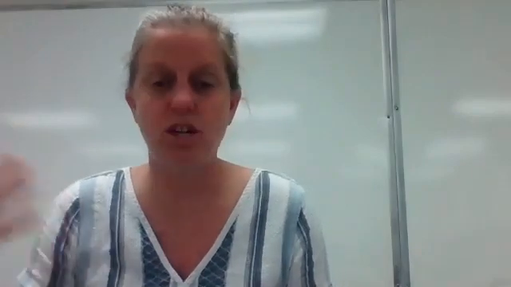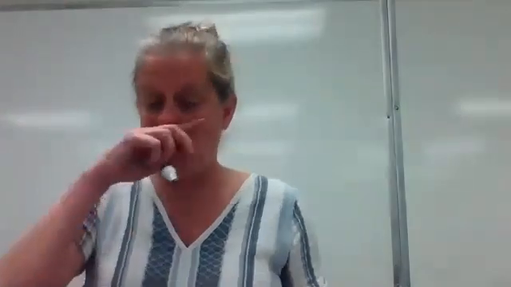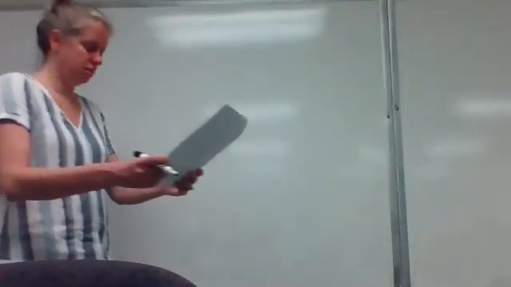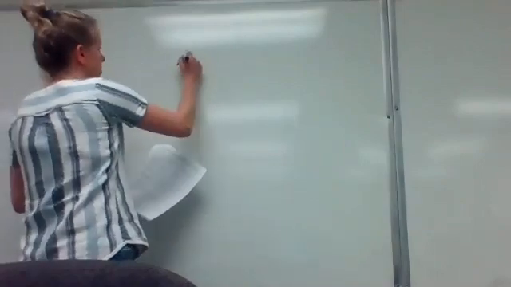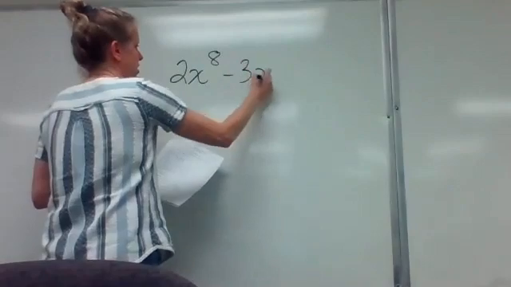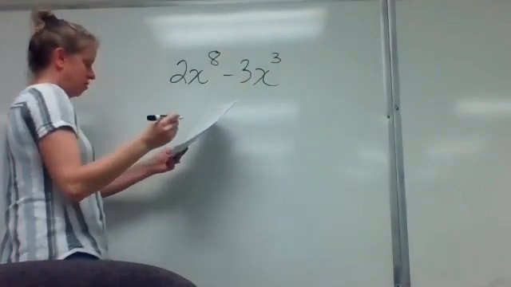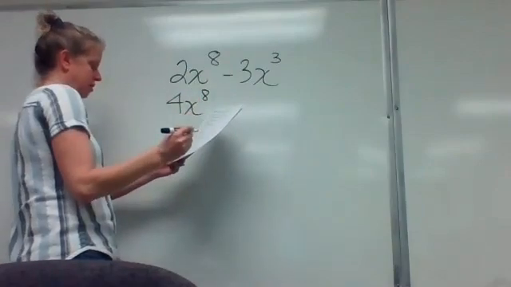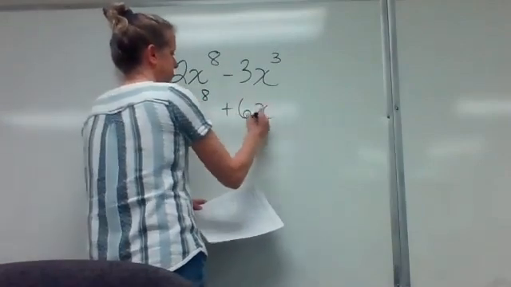It's going to be called add. So in other words, when you're adding, what you're really doing is combining your like terms. Like on number 12, which is where we're starting. So we're in 5.4, number 12. So 2x to the 8 minus 3x to the third. And I want you to add that to 4x to the 8th plus 6x to the third.